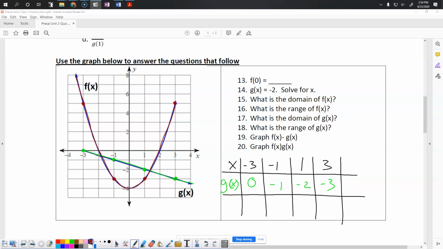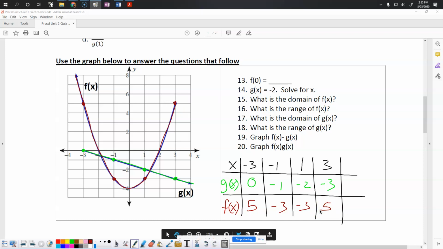We're going to repeat that process now for the f function, the red one. When x equals -3 on the red line, the y value is 5. When x equals -1, the y value is -3. When x equals 1, the y value is also -3. And then finally, when x equals 3, the y value is 5 again. Okay.